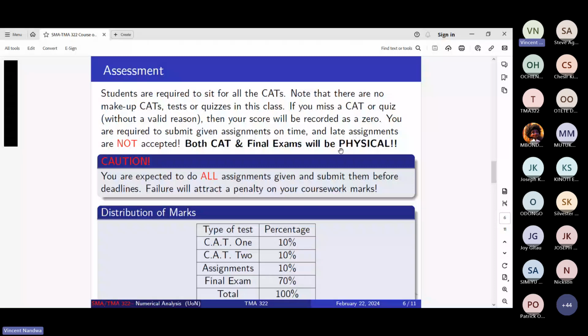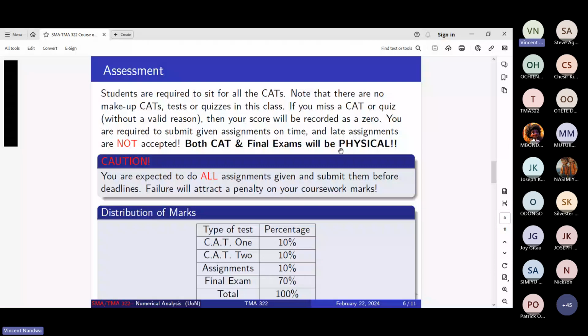These are some of the chapters we are going to fully discuss. I will start with error analysis, solving algebraic and transcendental equations, discussion about finite differences, interpolation, and then numerical integration and numerical differentiation.